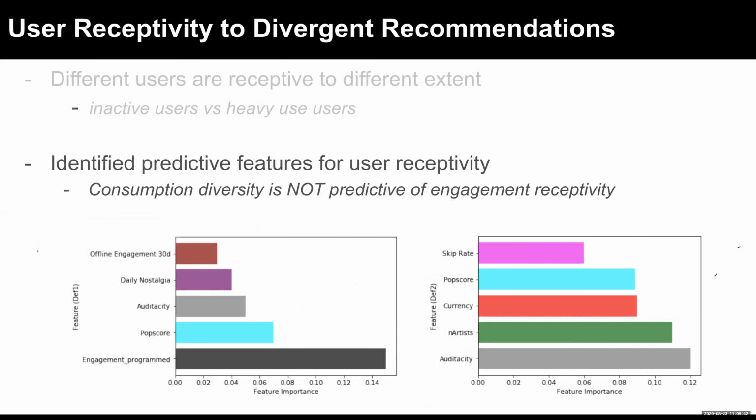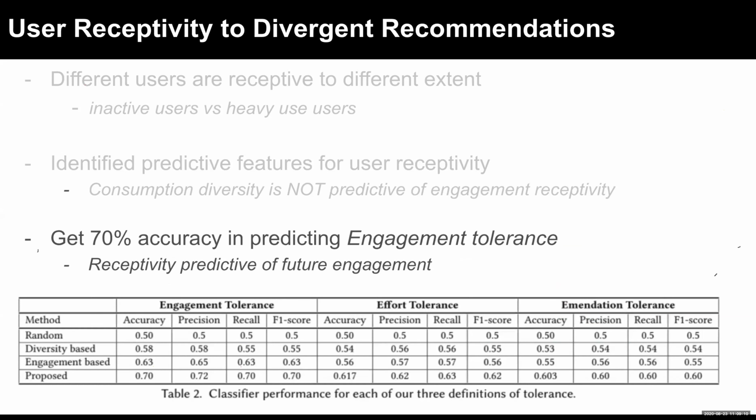We also found that there are features which predict user receptivity, and consumption diversity is not the most predictive. This was a very surprising result because at first, at least, I had the intuition that users' consumption diversity should be a good indicator of whether they are receptive to distortions or not. But it turns out it is not one of the most predictive features. We can get up to about 70% accuracy in predicting engagement-style receptivity.